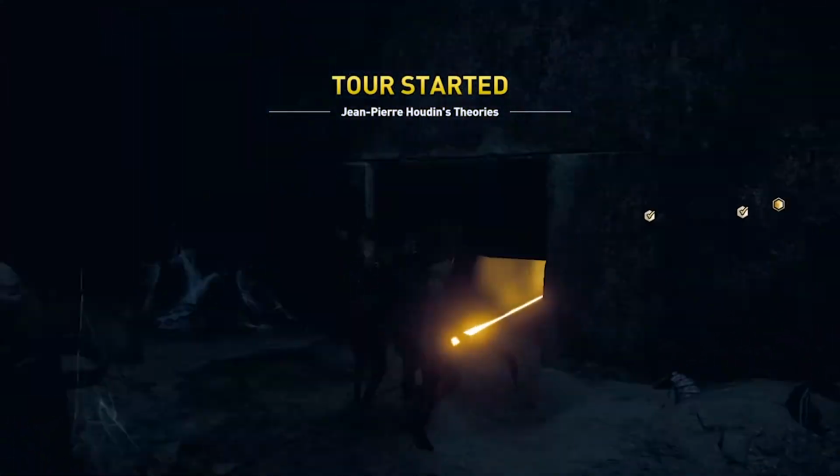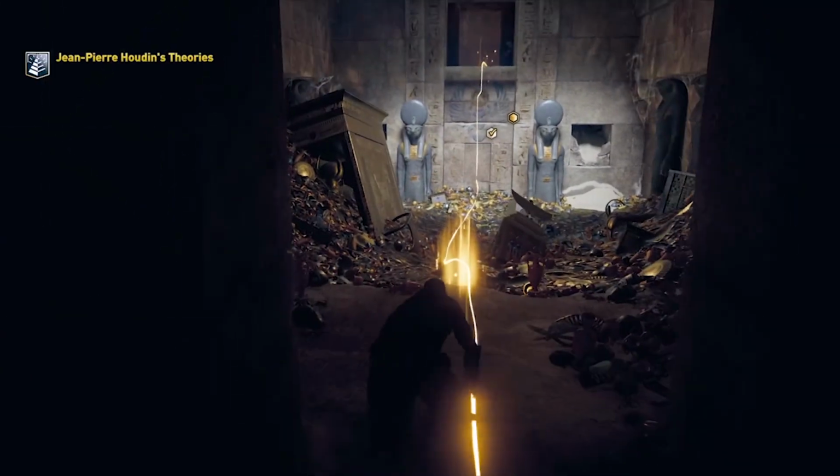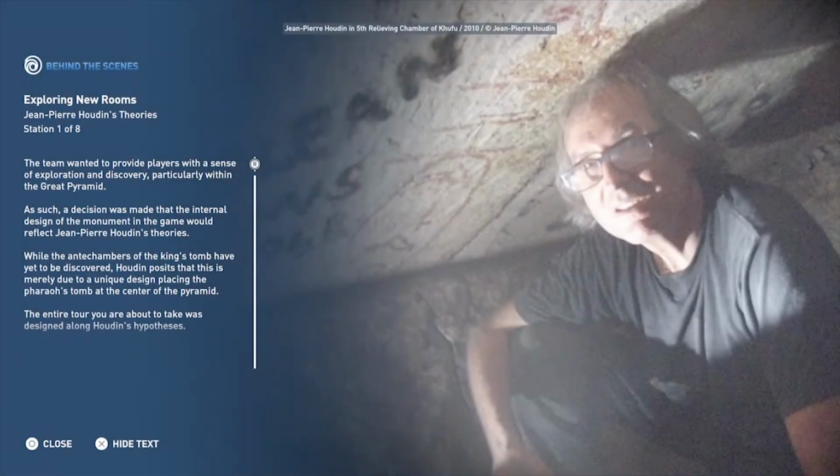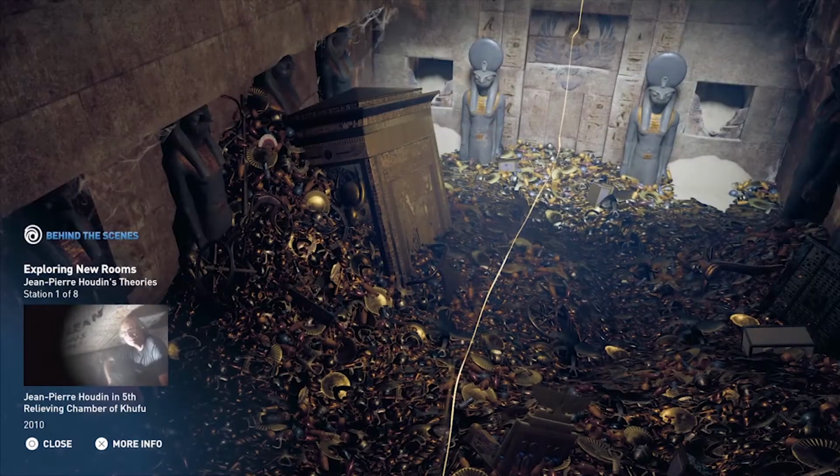Welcome to Jean-Pierre Houdin's Theories. The team wanted to provide players with a sense of exploration and discovery, particularly within the Great Pyramid. As such, a decision was made that the internal design of the monument in the game would reflect Jean-Pierre Houdin's theories. While the antechambers of the king's tomb have yet to be discovered, Houdin posits that this is merely due to a unique design, placing the pharaoh's tomb at the center of the pyramid. The entire tour you are about to take was designed along Houdin's hypotheses.